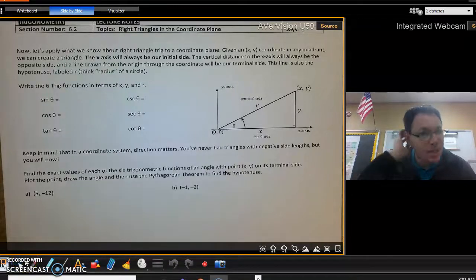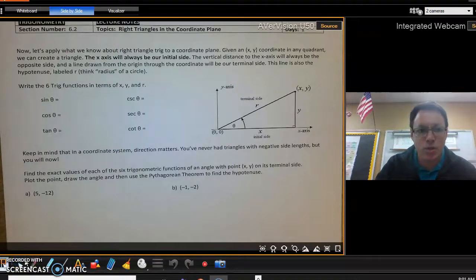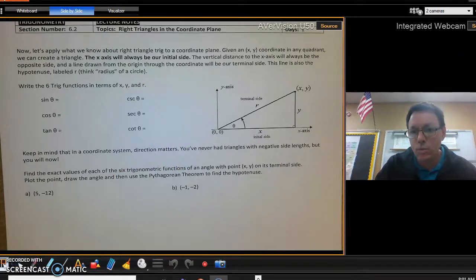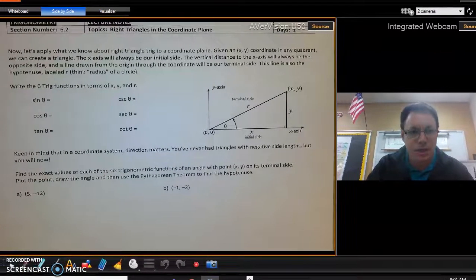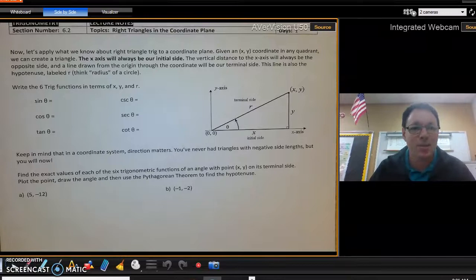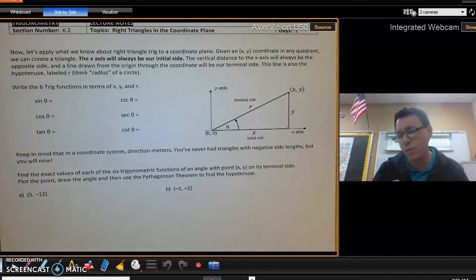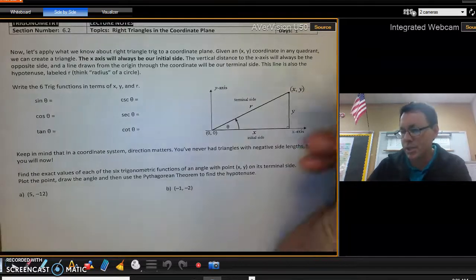Hey guys, today we're going to take a look at 6.2. We've looked at angles in a coordinate plane, and we've looked at right triangles, and now we're going to put those two ideas together. So we're going to be looking at right triangles in a coordinate plane. Again, things are going to look a little differently because we're in a coordinate plane.